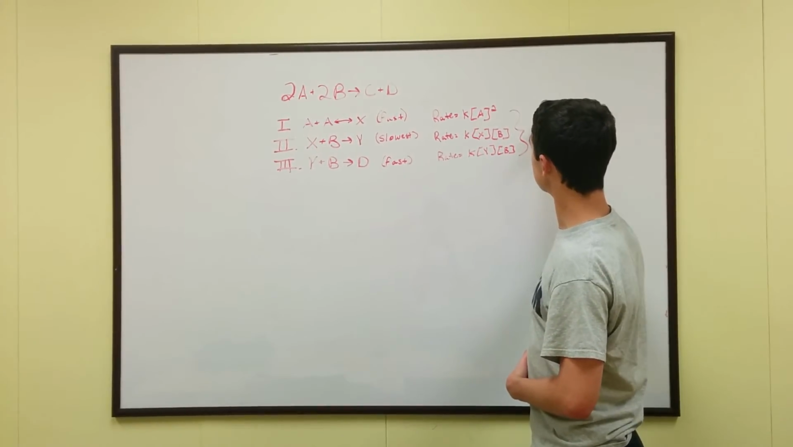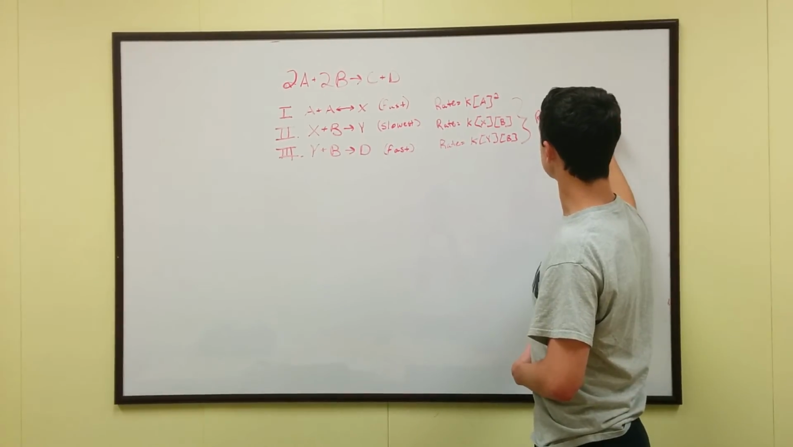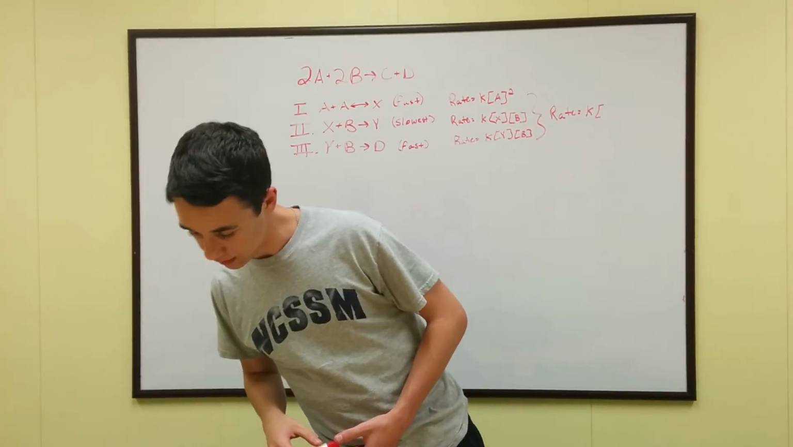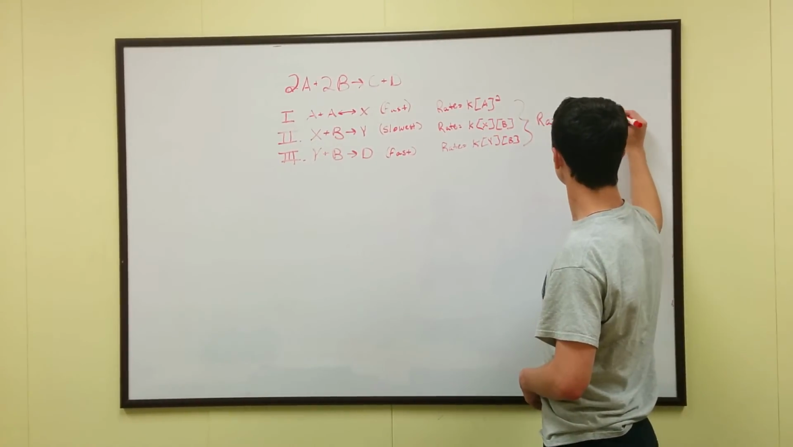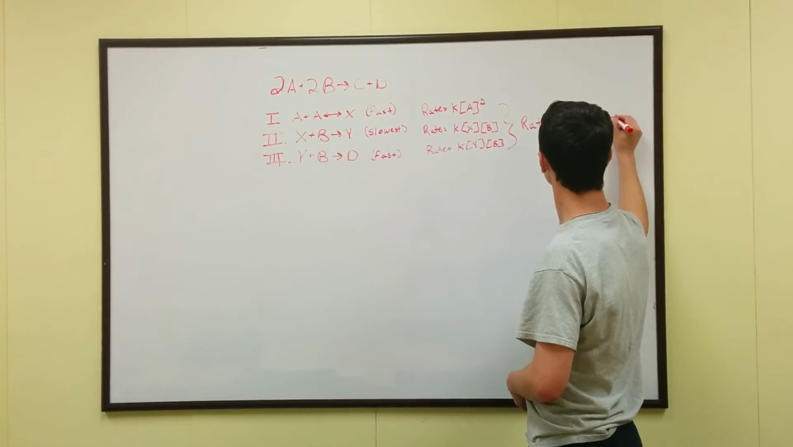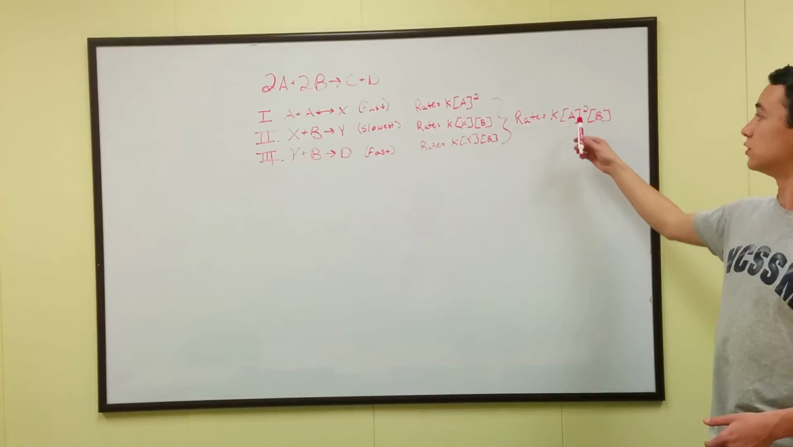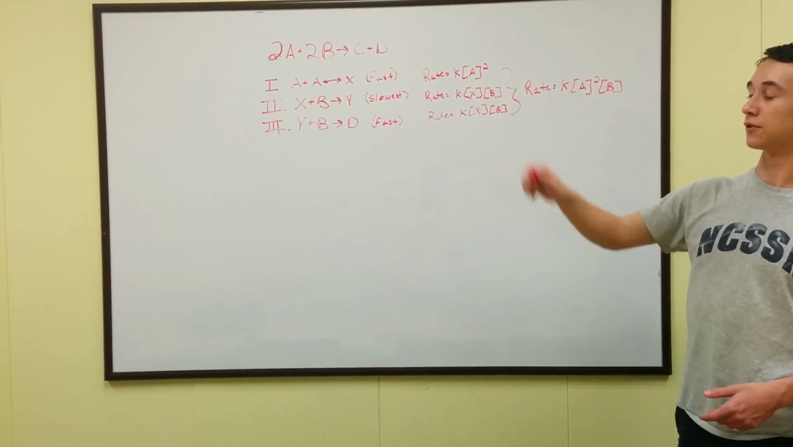And so by substitution, the overall rate law of this reaction would be... and you can see that I substituted this 2A value in for the X value because of the first elementary step.